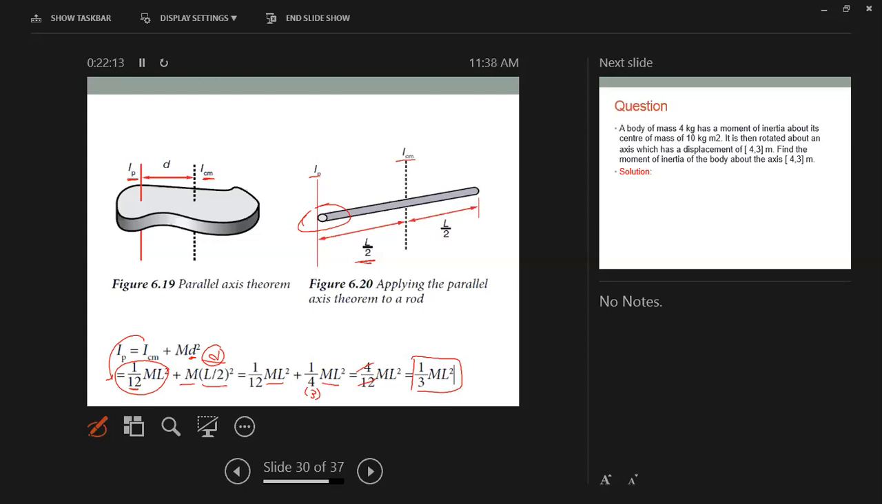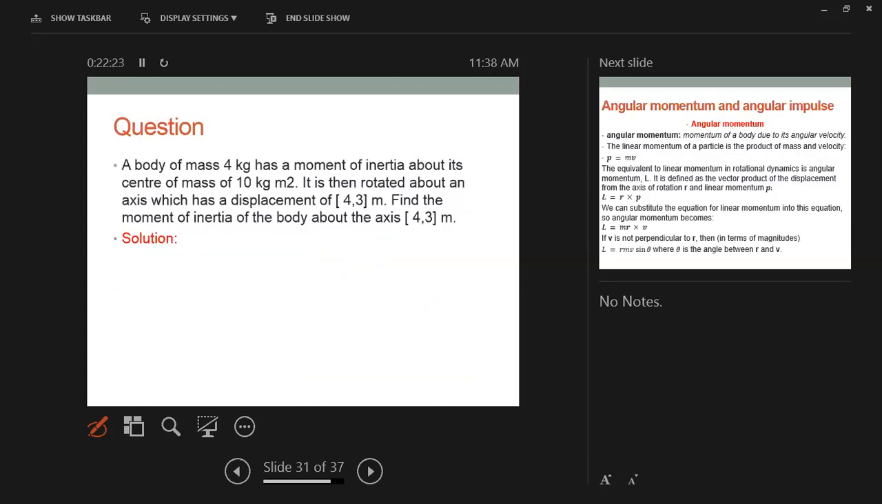All right, so we have a question over here. Let's go to the question. We are going to apply the same formula here. The question is asking us about a body of mass 4 kilograms. So the mass is 4 kilograms. Let's put it here in the given. It has a moment of inertia about its center of mass of 10 kilogram meter squared. So the moment of inertia at the center is 10 kilogram meter squared, and we are going to use it as I_CM.